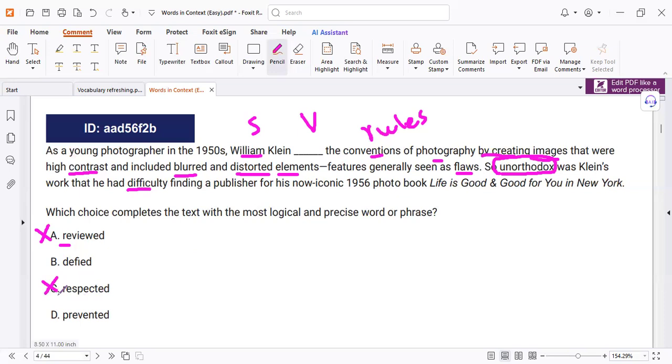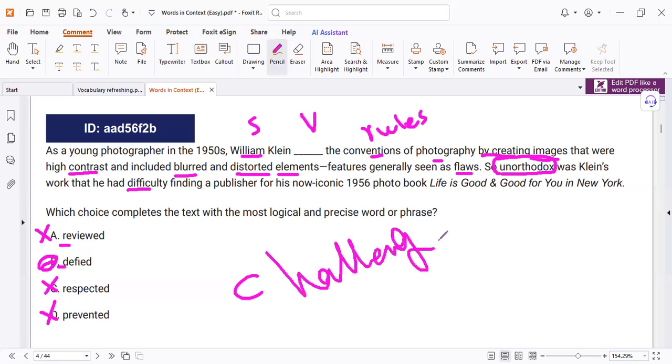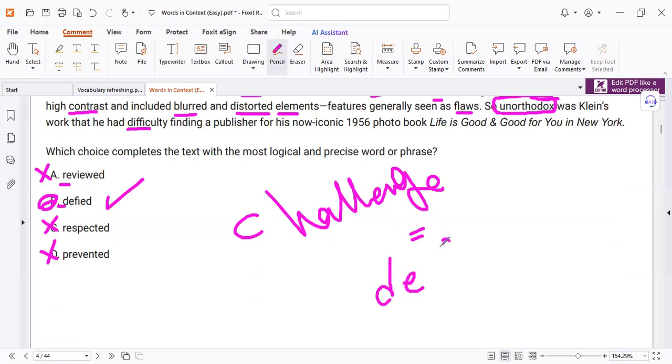No. Prevented. He didn't mention he prevented the conventions or he stopped doing it. He used the button. Say high contrast. And now defy. What does defy mean? It means a challenge. So a common word means if I challenge something, I do the opposite. And the noun, look, defiance. Change the I to Y and then add the suffix.